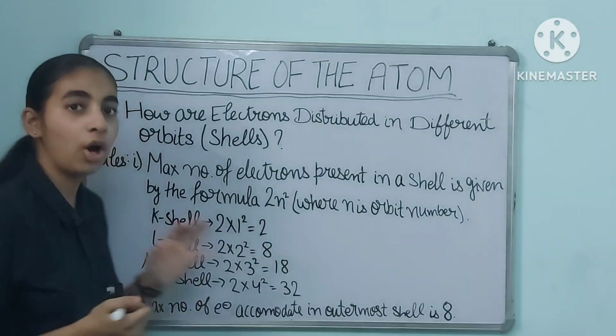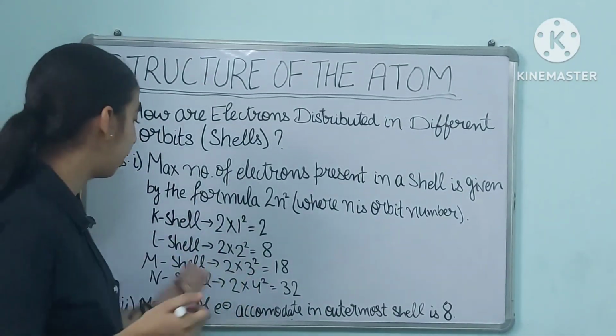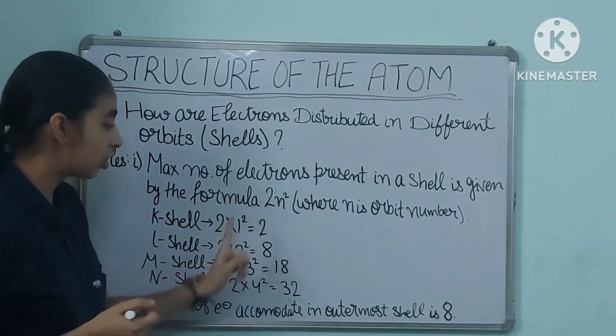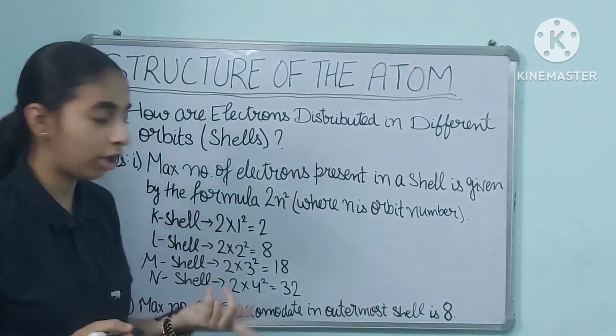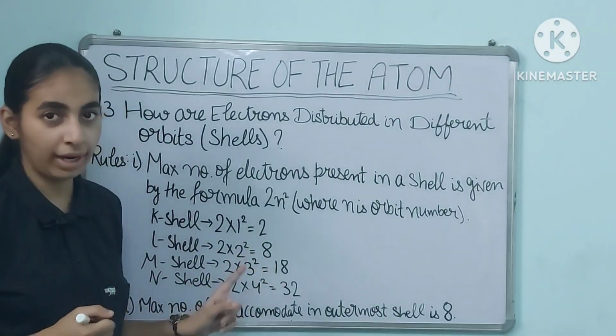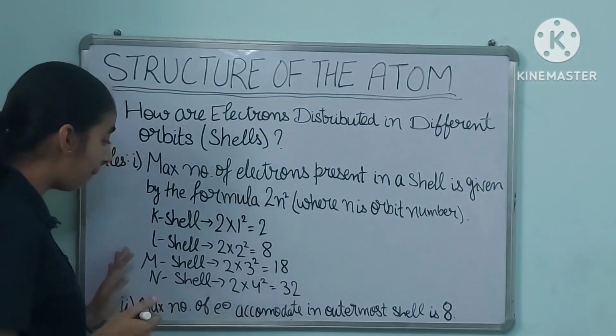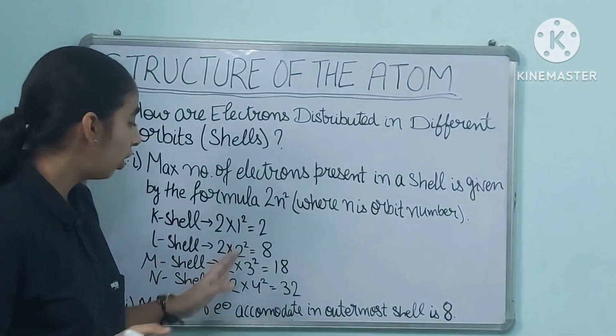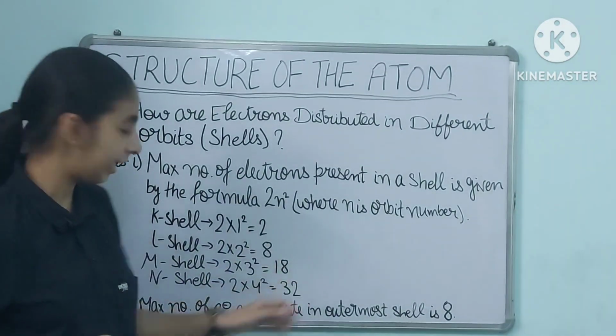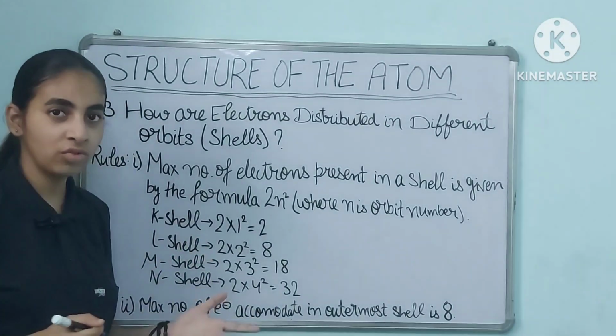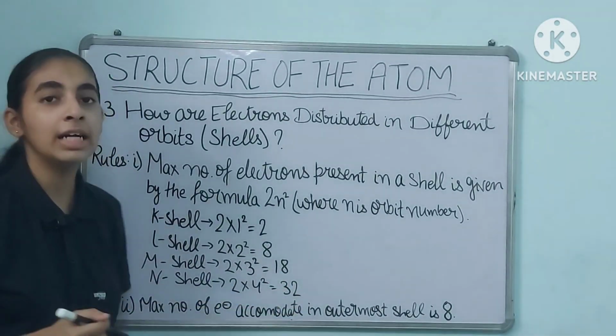Next is the L shell, or the second orbit. In the place of n, 2 will come, so 2 into 2 square is equal to 8. So in the L shell, 8 electrons can come. Similarly, the M shell, also known as the third orbit, 2 into 3 square is equal to 18. And in the N shell, the fourth orbit, by calculating we get 32.